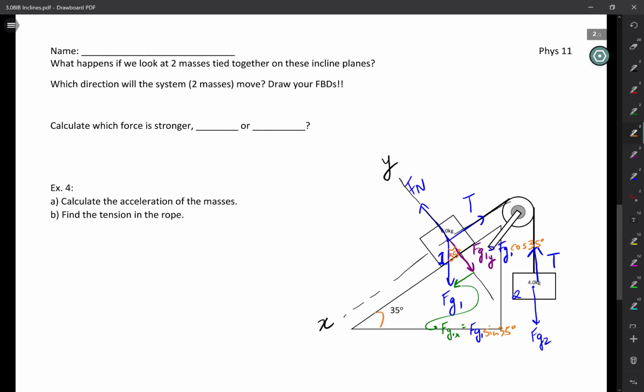The first question is, how do I know which direction my object is accelerating? Is it accelerating this way, or is it accelerating the other way? And how do I figure it out? Which force is stronger? In this case, you may think that I need to compare Fg2, the weight of the 4 kilogram mass, to the x component of the 6 kilogram weight, which is our Fg1x. If Fg2 is larger, then Fg2 will win. Or maybe Fg1 will win, depending on which force is bigger.